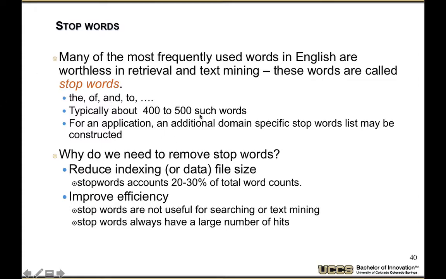Generally, there are between 400 and 500 such words. I think I'll give you a list of a couple hundred to ignore. For applications with a specific domain, they might have very specialized words. First, we do this to reduce the size of the indexing file. Stop words account for 20 to 30% of the total words. It not only improves efficiency in terms of speed and space, but it actually turns out to have a lot of improvement in the actual matching accuracy.